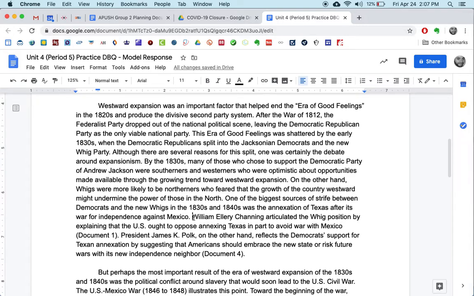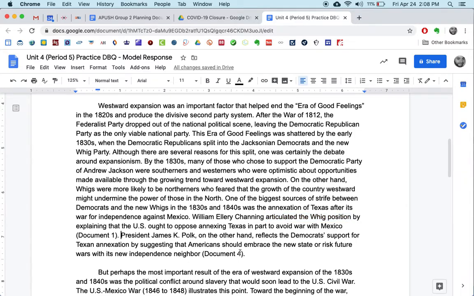William Ellery Channing articulated the Whig position by explaining that the U.S. ought to oppose annexing Texas in part to avoid war with Mexico. That's document 1. I say a little bit about William Ellery Channing's document, in which he explains that the U.S. ought to oppose annexing Texas in part to avoid war with Mexico. So I basically summarize the document there. And then here I say that he articulated the Whig position. In other words, in that short clause, I make the connection between the document and the claim I'm making that the new political parties of the 1830s were the result of debate around the expansion of American territory.